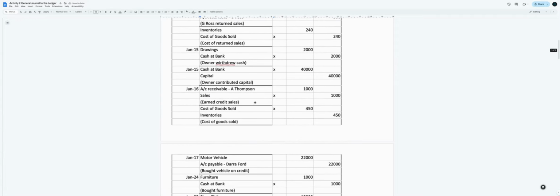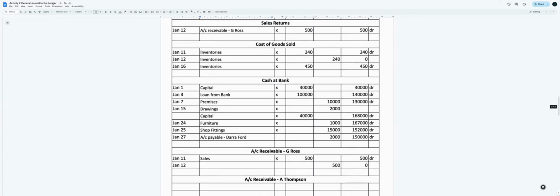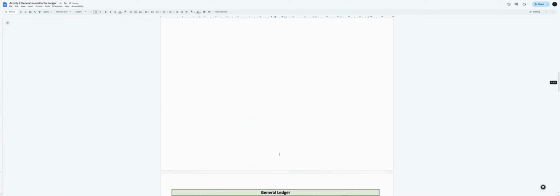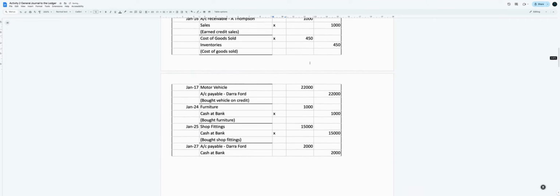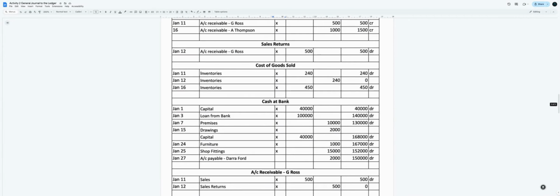What do I write in the particulars? Go back to the 12th and I'll see it's sales returns. I'll grab that and I'll paste that in here. And I've actually posted that now and I can check that off when I find it. There we go. So that's the process of posting to the ledger for the first number of accounts.